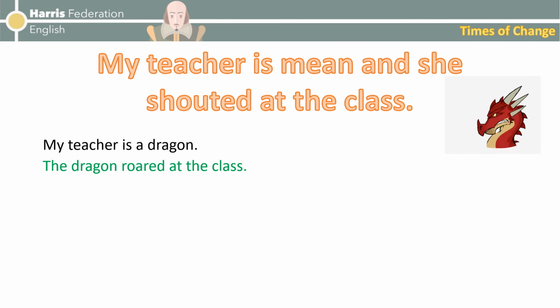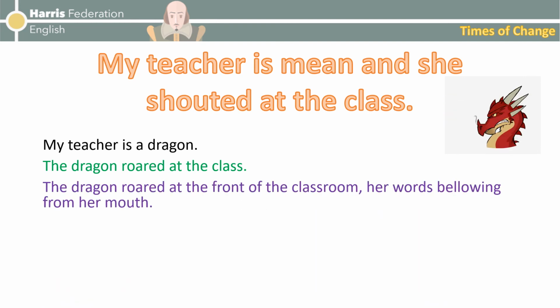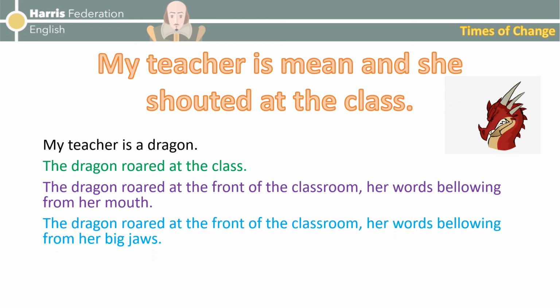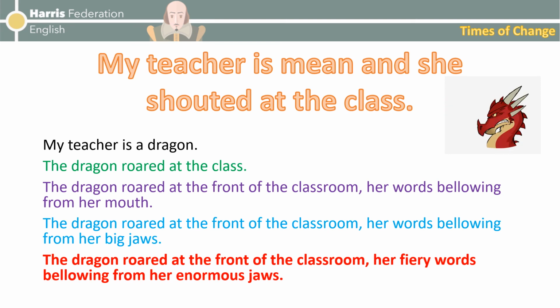What other characteristics of a dragon could you bring in? The dragon roared at the front of the classroom, her words bellowing from her mouth. Better. Each time I'm improving the metaphor slightly. How could I improve it even more? The dragon roared at the front of the classroom, her words bellowing from her big jaws, as opposed to mouth. Now you know it's not a real dragon because you've got the idea of the classroom in there. I want to improve it even more, and I want to get this idea of fire, breathing fire. The dragon roared at the front of the classroom, her fiery words bellowing from her enormous jaws. That's better.